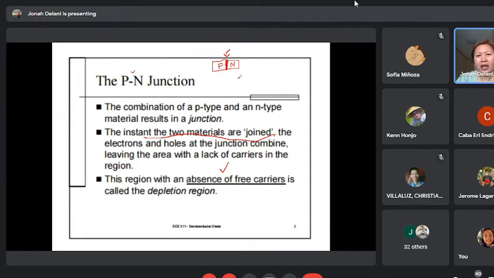Kani siya, sa N-type, a lot of negatively charged carriers. Ang kaning sa P-type, a lot of positively charged carriers. Between them, nag-recombine naman, nagtapot naman ang holes o ang electron. So there is no free carriers anymore. We call the region between them, kung asa nagtapot ang electron o ang holes, we call that the depletion region.